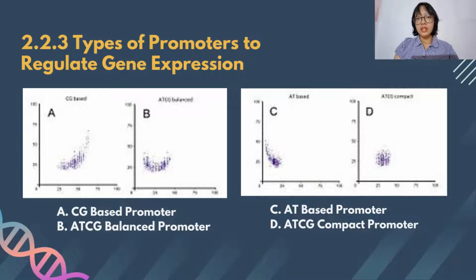The next one is ATCG compact promoters. The patterns characterize promoters with centrally disposed clusters leading to the formation of round-shaped patterns, and is characteristic for gene promoters from Arabidopsis thaliana.